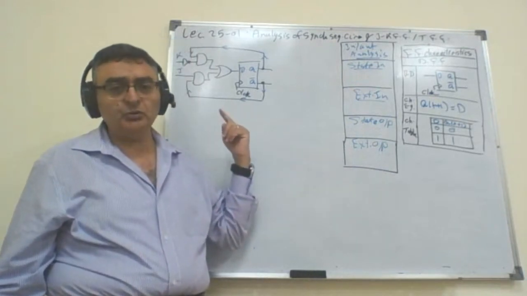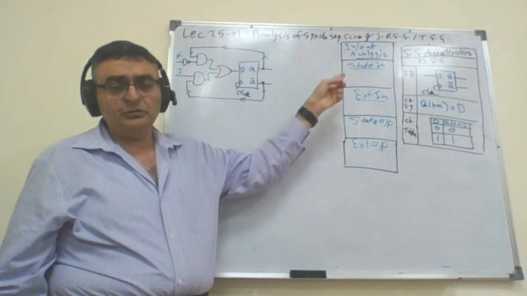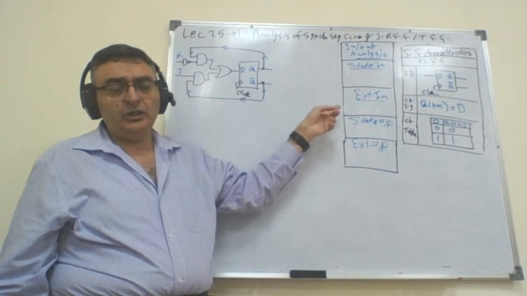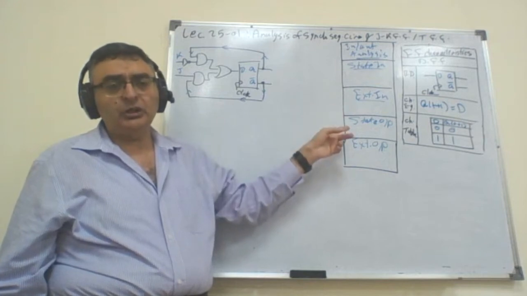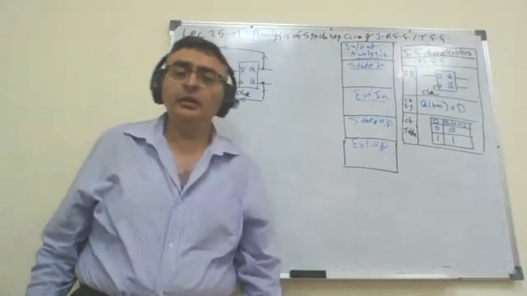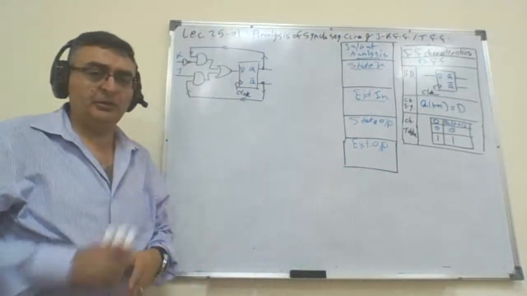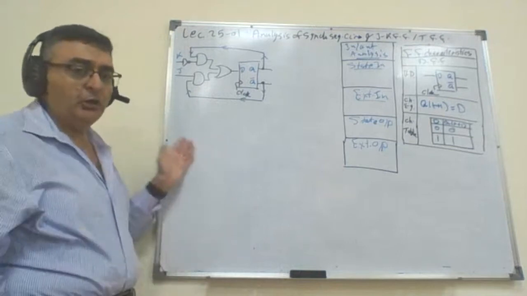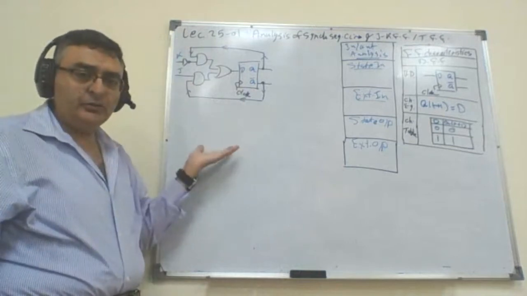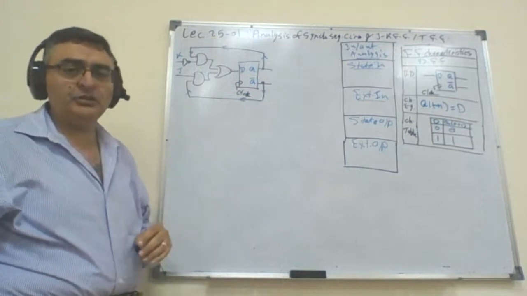In the circuit, I want to identify if I have state inputs and how many, external inputs and how many, which are the state outputs, and also the external outputs, if any. This is my first step. By looking into the circuit, I can simply identify these different components.